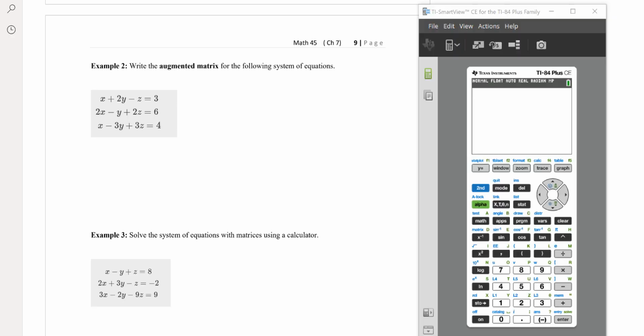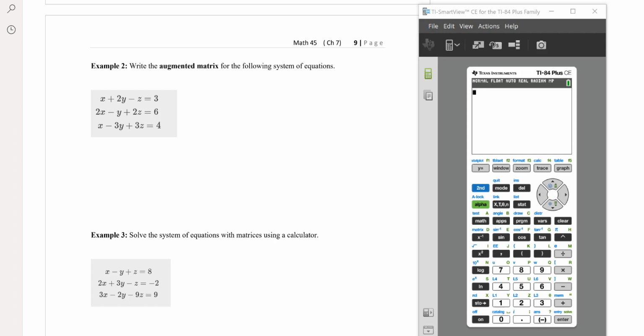Hello students, we are going to pick up on Chapter 7, page 9. Let's take a closer look at example number 3. Solve the system of equations with matrices using a calculator.